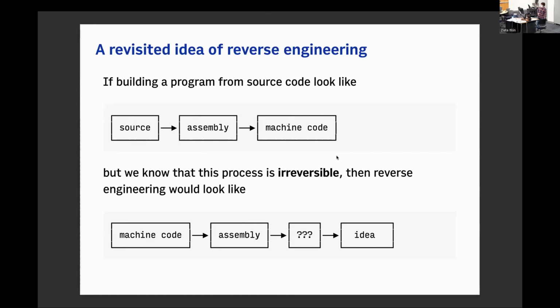Knowing what we know now, you think about this again, we're not going to be able to take a compiled program and turn it back into its original source code. So a revisited idea of what reverse engineering looks like might be something more like this. We can take our compiled program, which we receive in the form of machine code, and we can disassemble it and get assembly. And then through some human effort and using different tools, we can eventually reach an idea of what that program is doing.